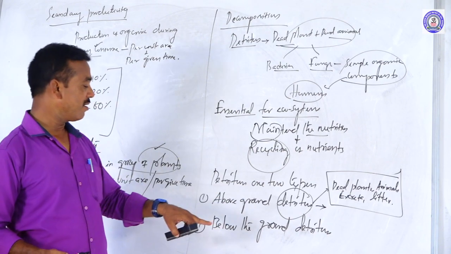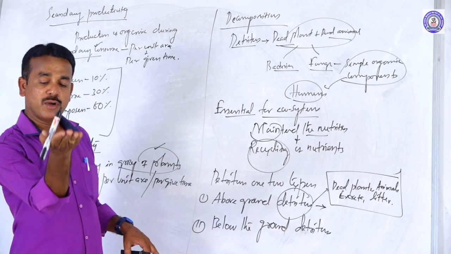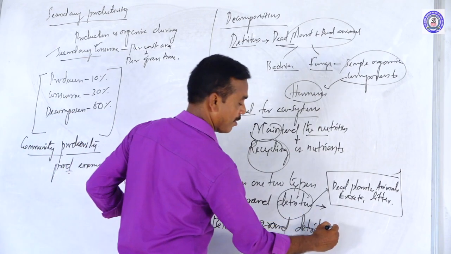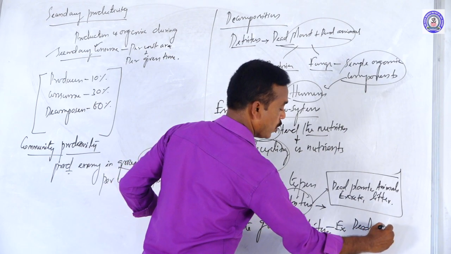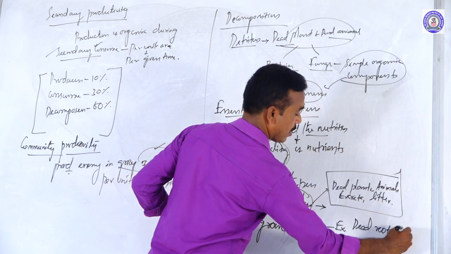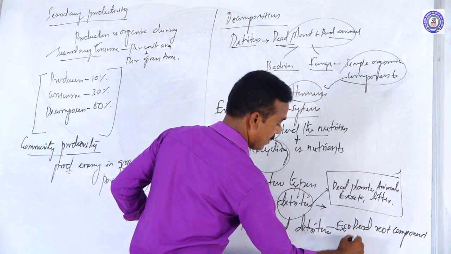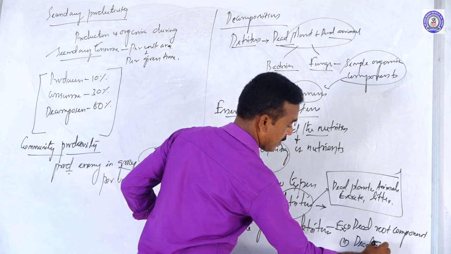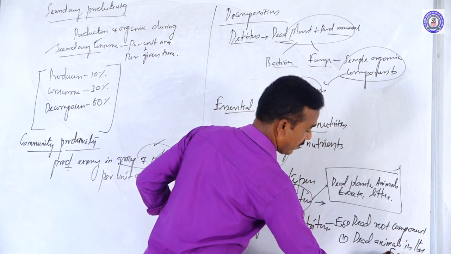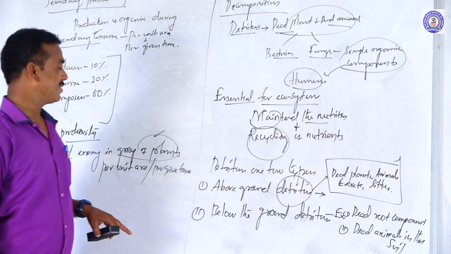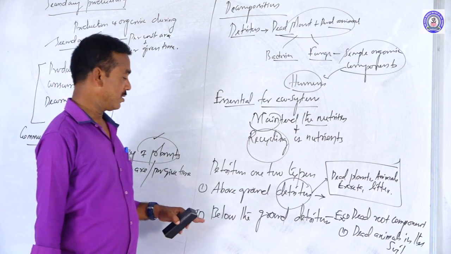What are the examples of detritus found below the ground? Some detritus can be found below the soil. The examples are dead root components and dead animals in the soil. Those two are the types of detritus based on decomposition.